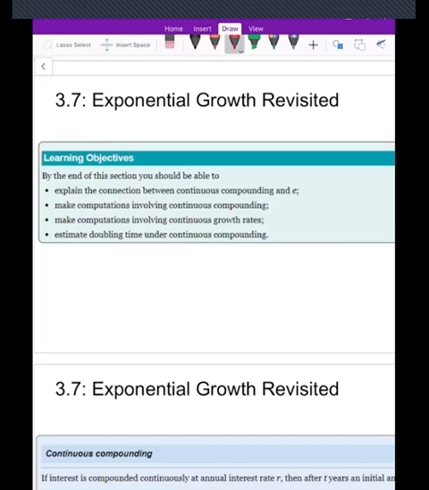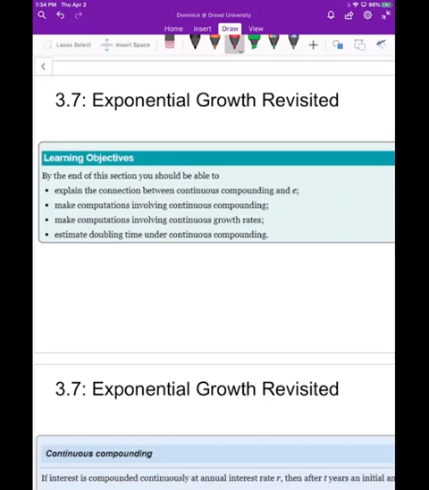Okay, guys, welcome. Today we're going to talk about exponential growth, but now that we have definitions for e and the natural log, we can extend this a little bit more based on those two types of functions. What I want to do in this section is talk about the idea of continuous compounding. We've looked at simple interest, we've looked at compound interest, and now we're going to talk about what happens if you make that compounding continuous.